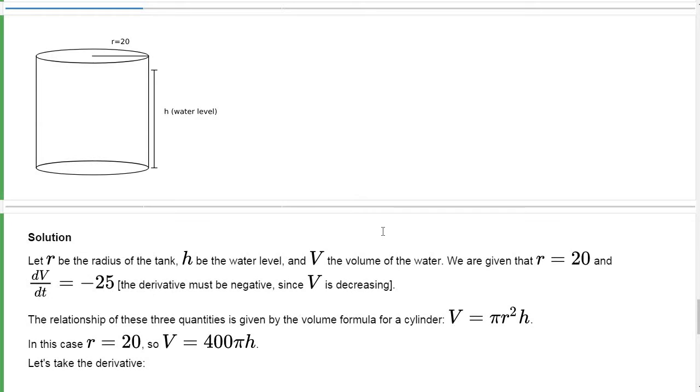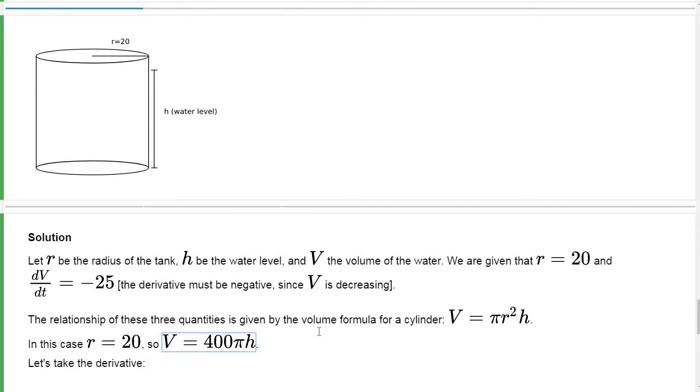All right, well, let's try to relate all these quantities. The relationship between the volume and the radius and the height we know from geometry. Here's the formula for the volume of a cylinder: pi times r squared times h. And we know what r is. r is 20. That's not changing. So we can plug that in right now. You can put in constants at the beginning. So plug in r is 20 and you get this formula that relates volume to the water level h.